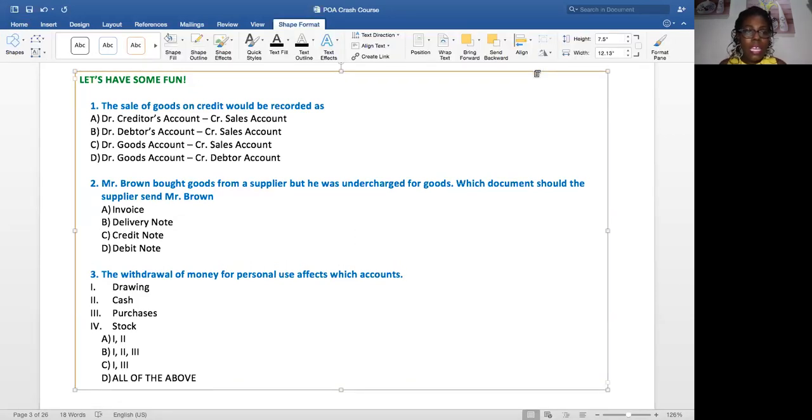Number 1, the sale of goods on credit would be recorded as B. You debit in the debtors account and you credit in your sales account. If you got that, give yourself a nice round of applause.